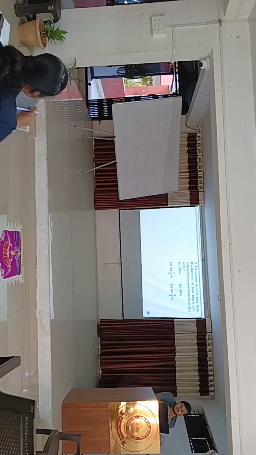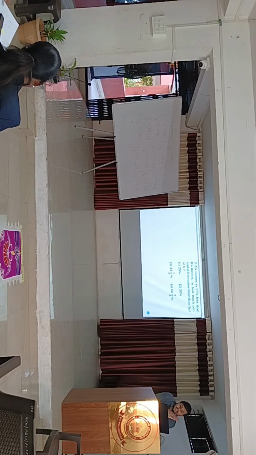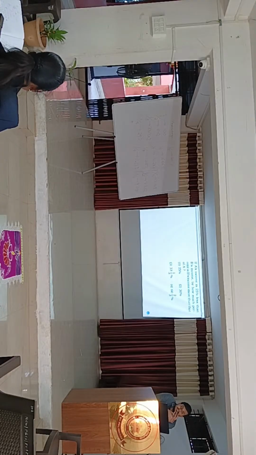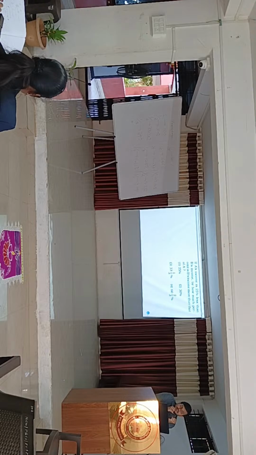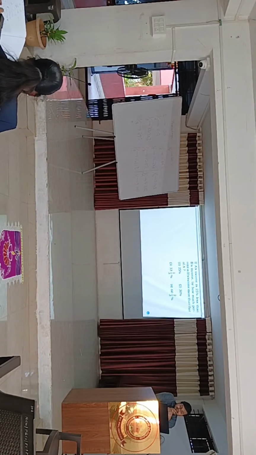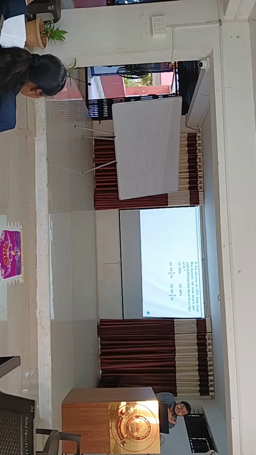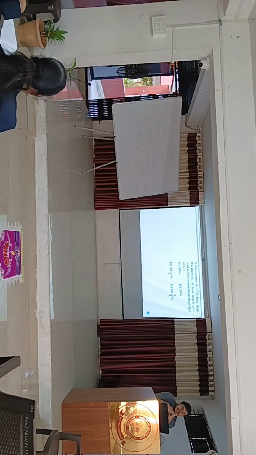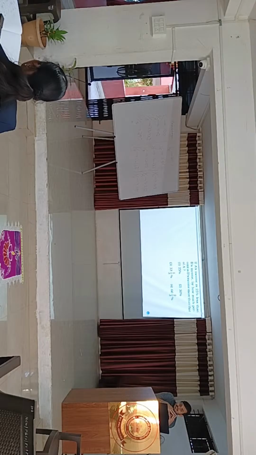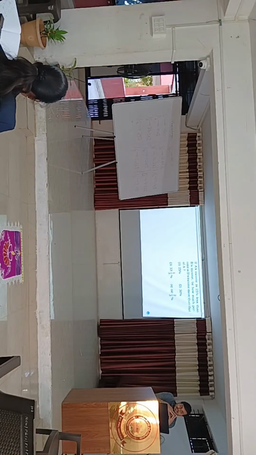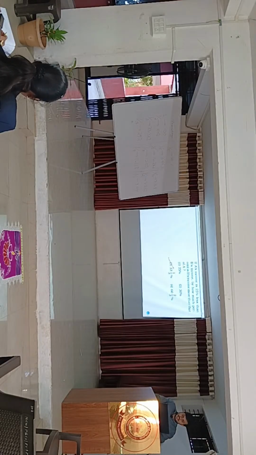Next one. Income of A is 25% less than that of B. By how much percentage is B's income more than that of A? 33 point... Option C, 33 1 by 3. 33.33. Option C, correct. Next one.